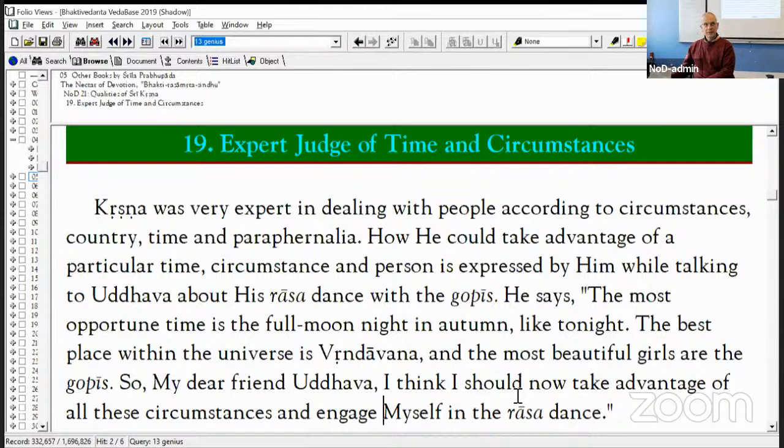So the example here was how Krishna didn't waste the Rasa Purnima for the Rasa dance. But can you come up with some other example of how Krishna is an expert judge of time and circumstances? Can you think of something else?